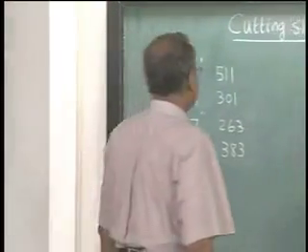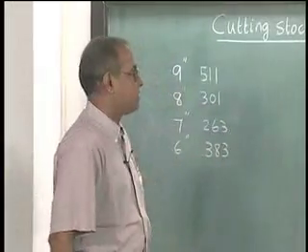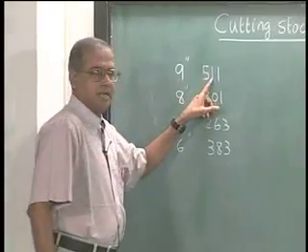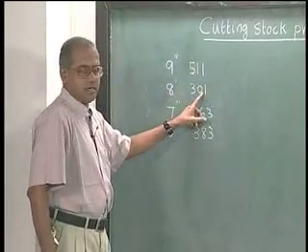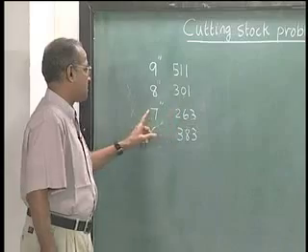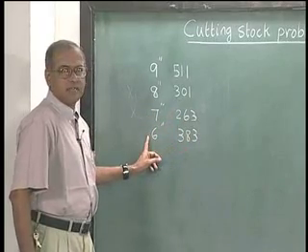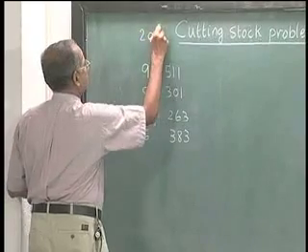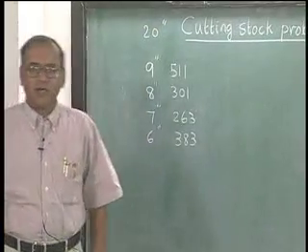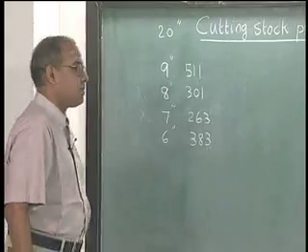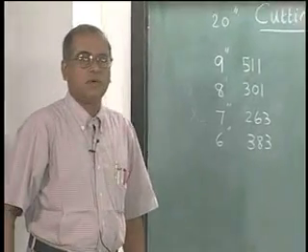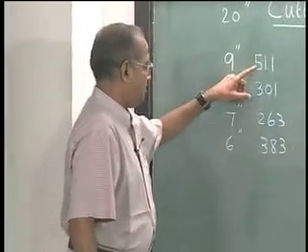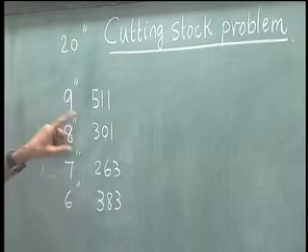We continue the discussion on the cutting stock problem. The problem is to cut 511 of 9-inch sheets, 301 of 8-inch, 263 of 7-inch and 383 of 6-inch out of given 20-inch sheets. We have already seen that the problem reduces to one of minimizing the number of sheets that we would require to cut 511 9-inch sheets and so on.